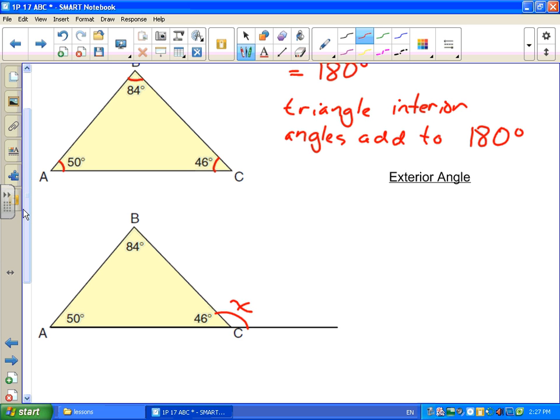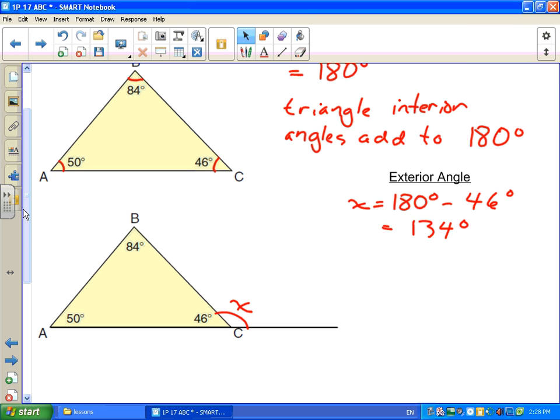That exterior angle is going to be 180 minus that 46 degrees. And we work that out, and we get 134 degrees. Okay. Now this is the property that you can remember that makes a lot of these calculations easier.